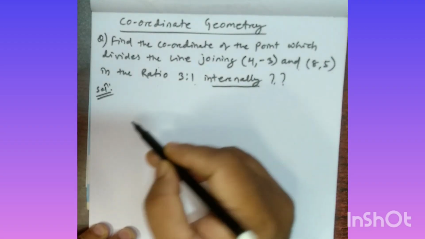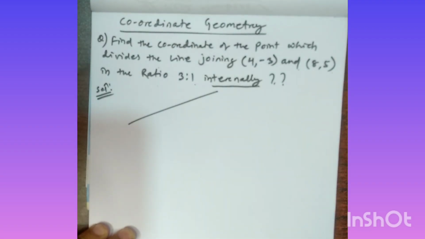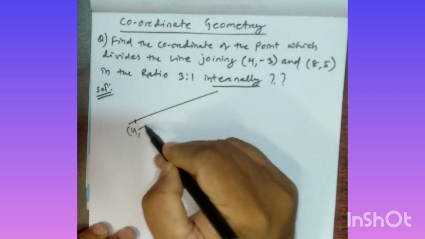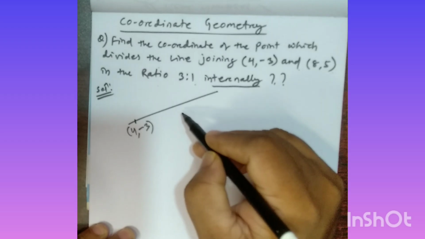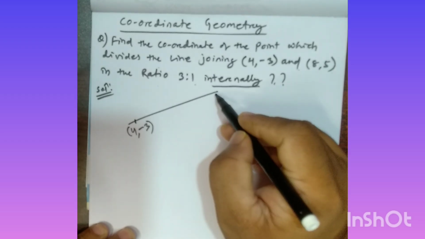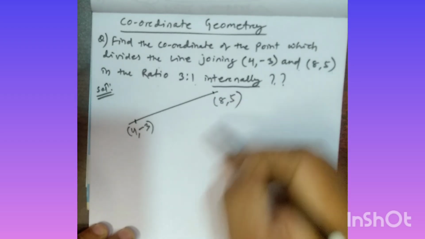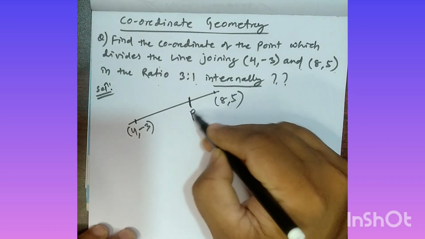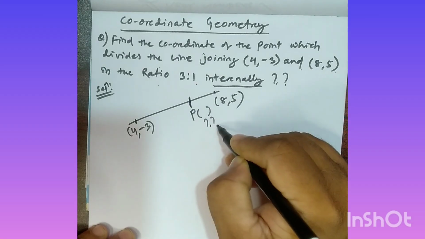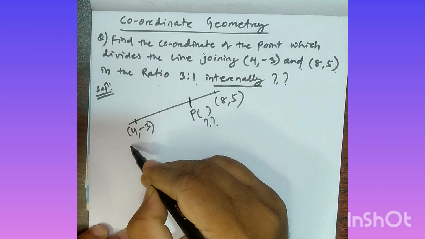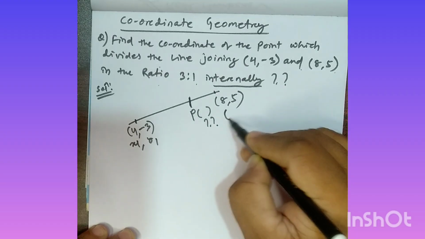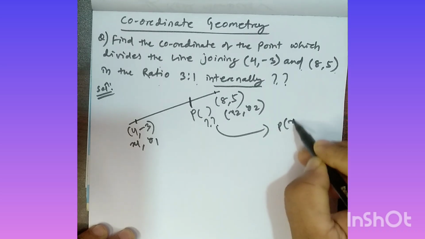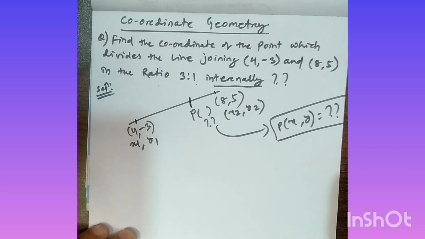Now look at the solution. Let's assume this is a line, and this point is (4, -3), and this other point is (8, 5). Your task is to find this point P. This one is (x1, y1), and this one is (x2, y2). Your task is to find P(x, y), that is, the coordinate points.